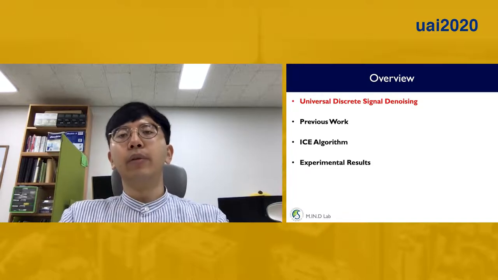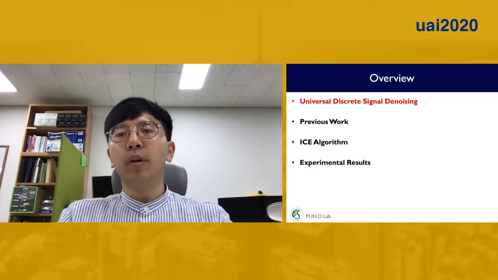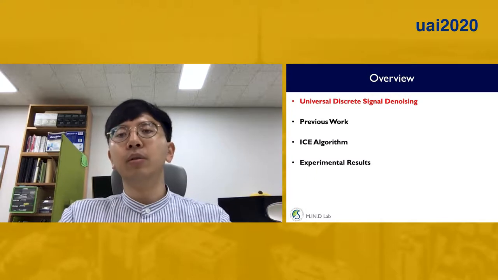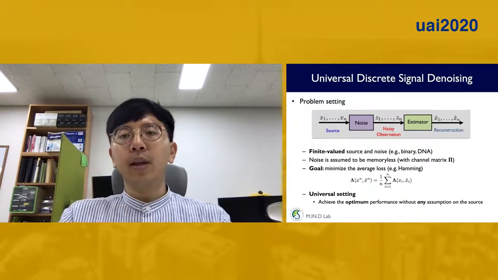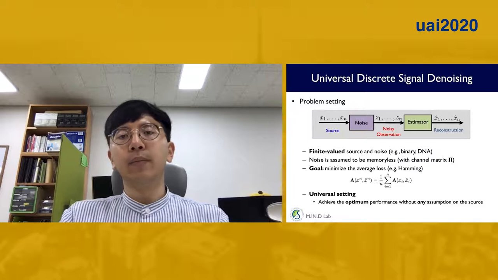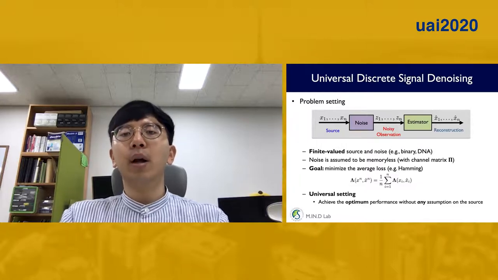Here is our brief overview. First, we introduce the universal discrete denoising and previous works in this setting. Then we propose our algorithm and show the experimental results. Here, the setting of discrete signal denoising is as follows. The source and noise are finite valued, and the noise is assumed to be memoryless. Our goal is to minimize the reconstruction error, and the error is defined as Hamming loss. In discrete denoising, the universal setting means one can achieve the optimal denoising performance without any assumption on the source signal.